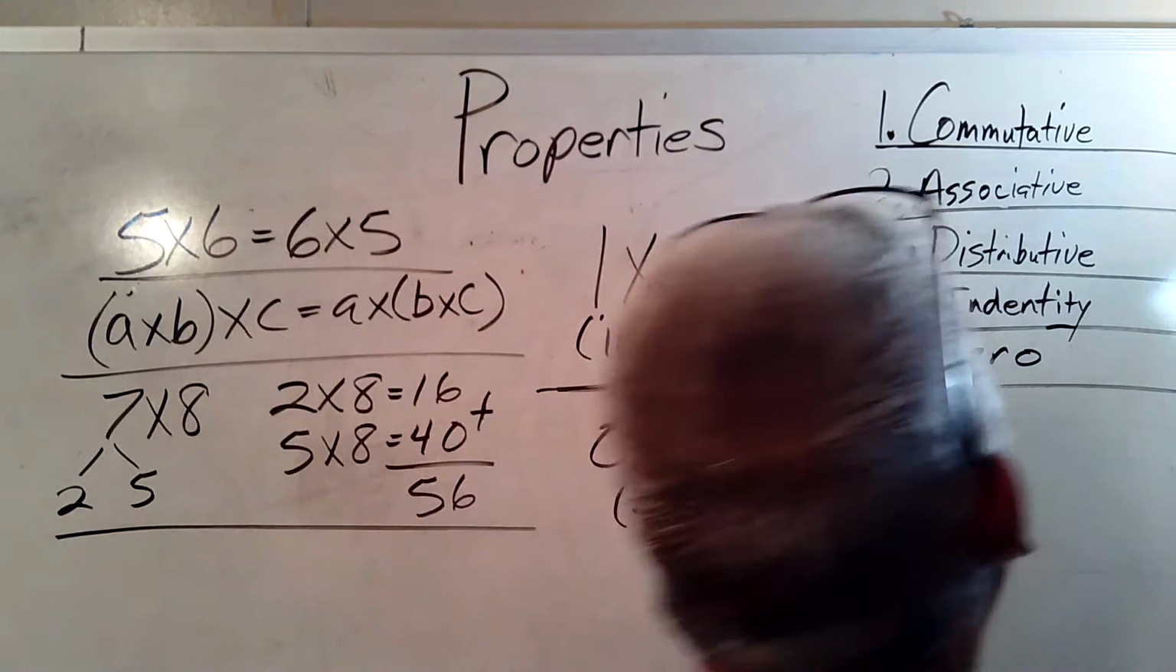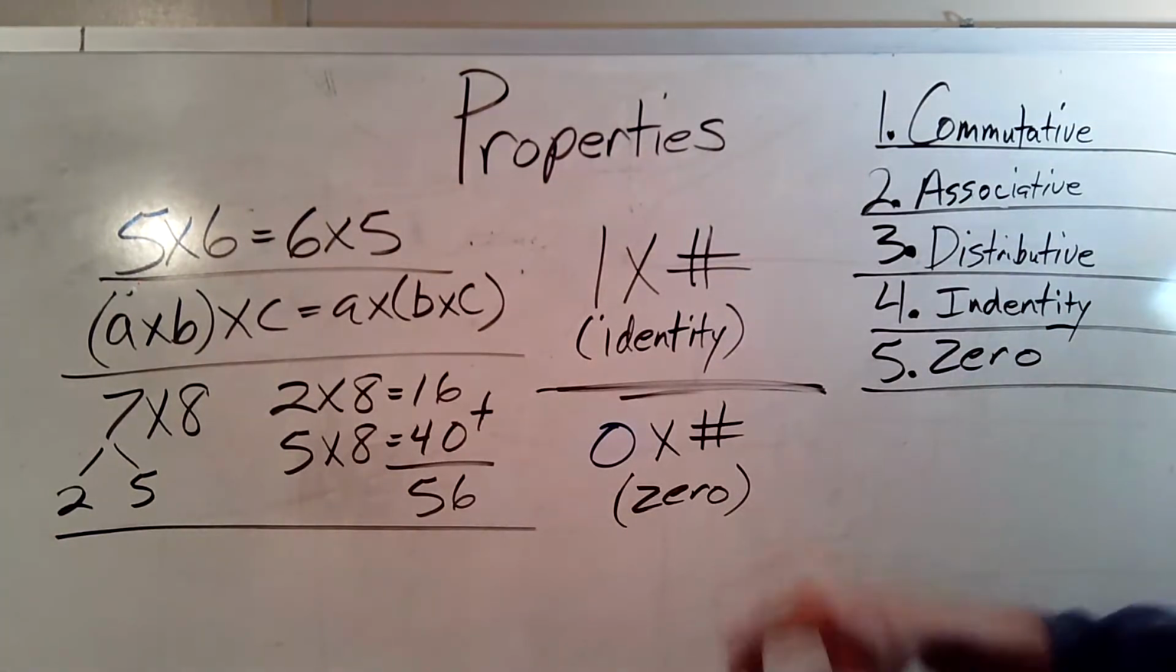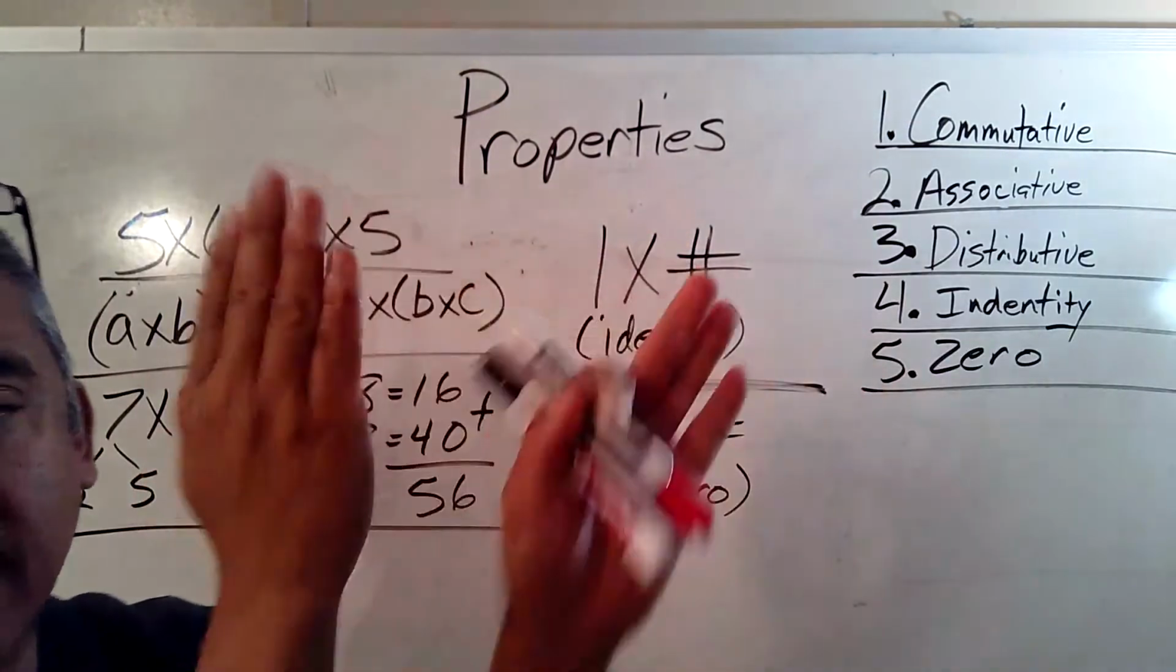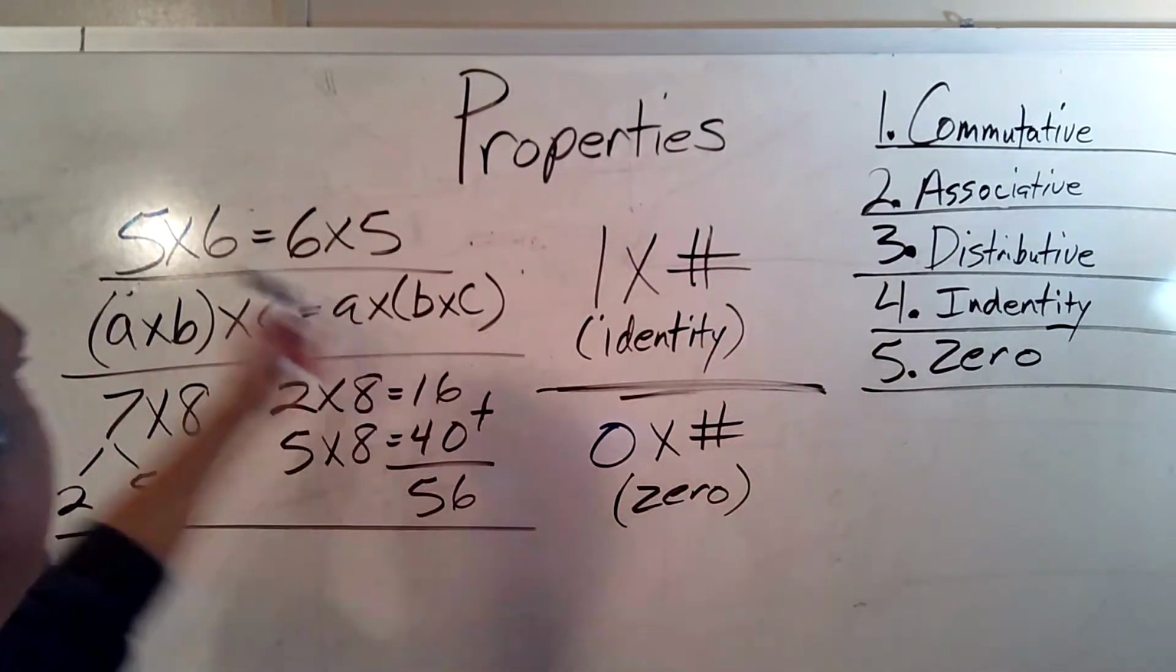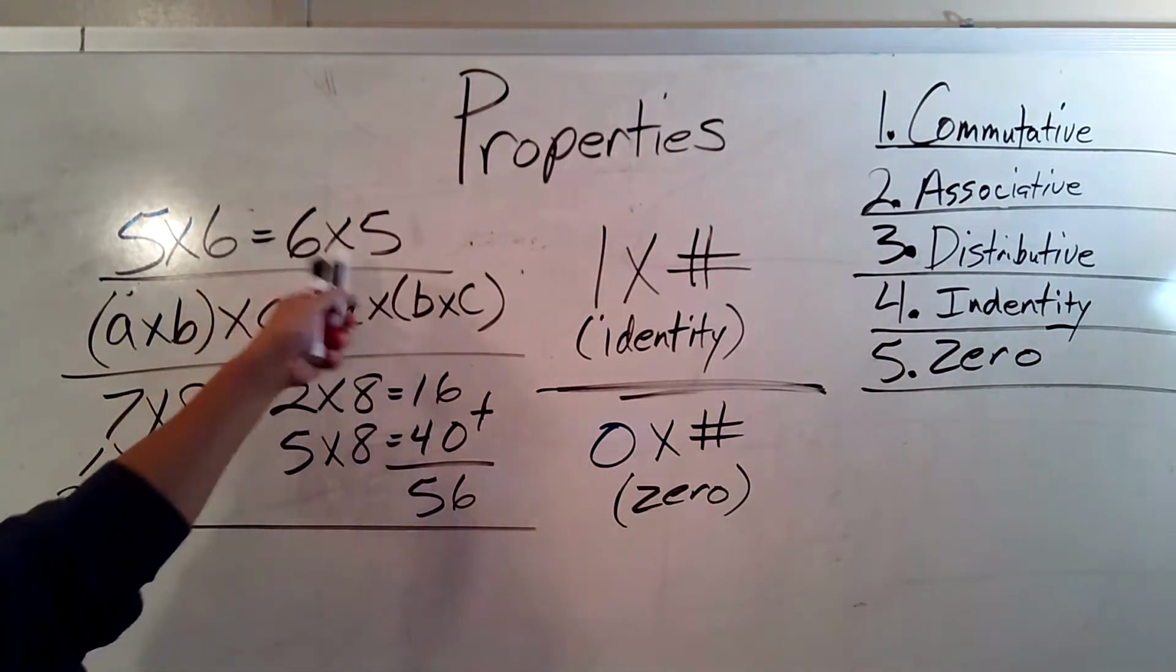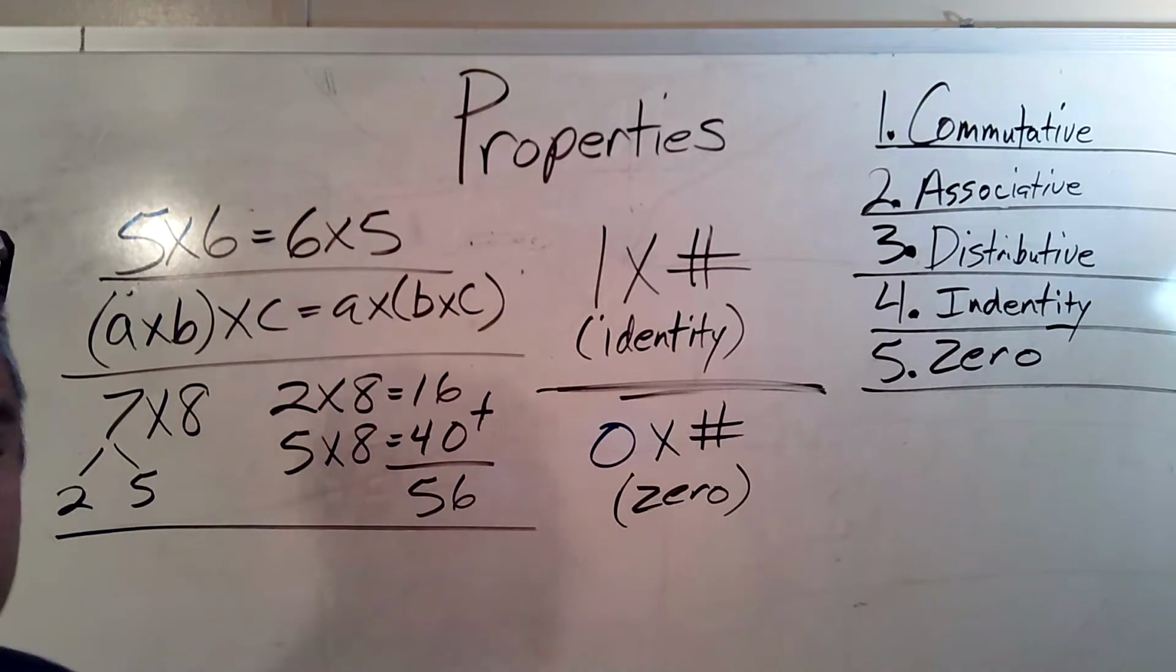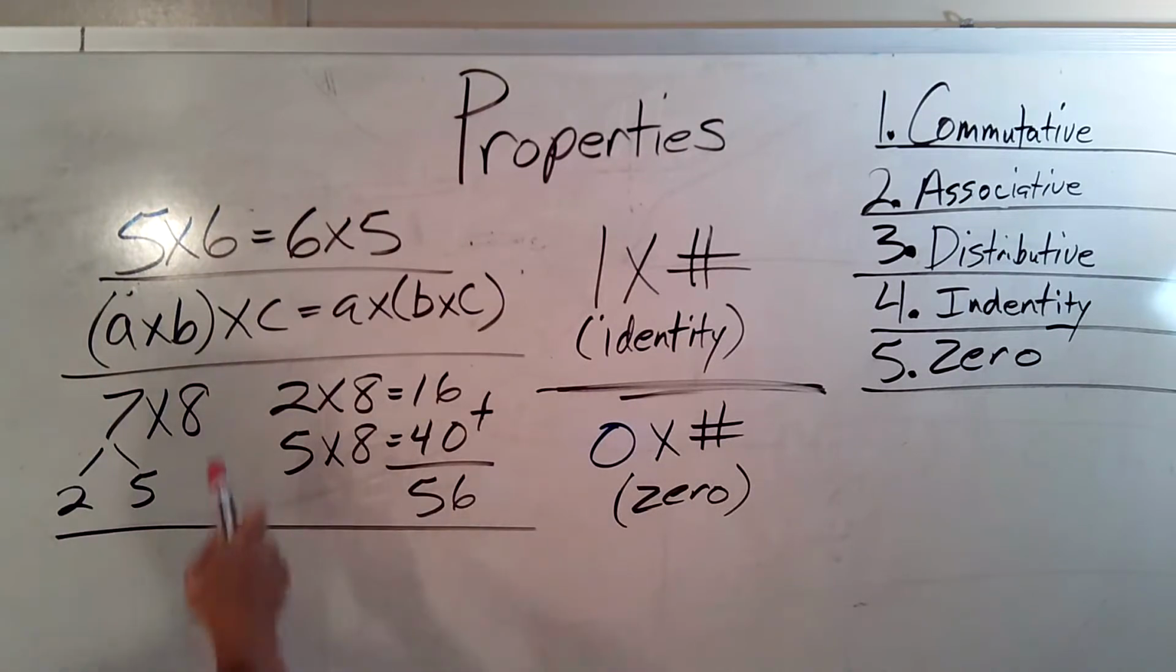The first one we have is commutative. That is when it's like a mirror. They flip-flop, okay? 5 times 6 is the same as 6 times 5. Yes, that's right. Oh, look at this one.